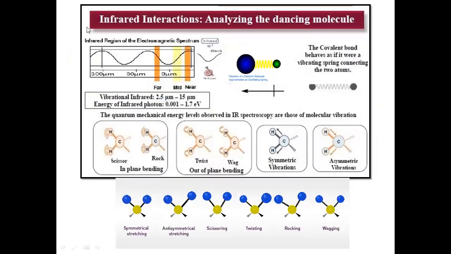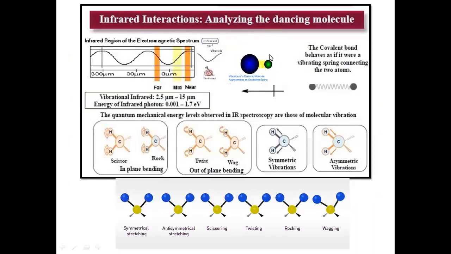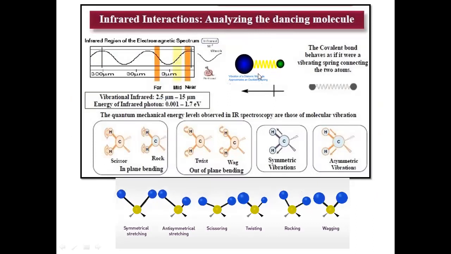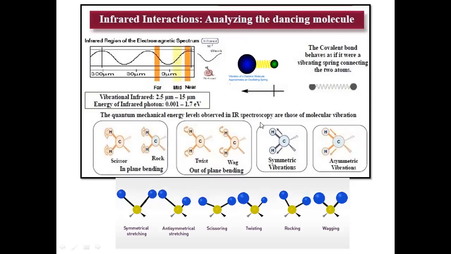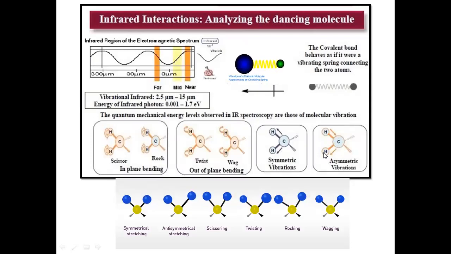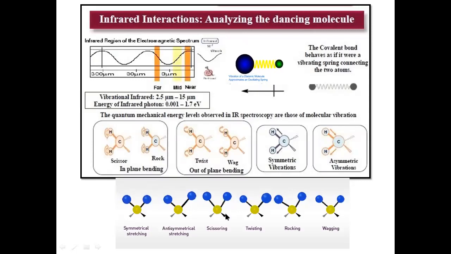The next radiation I discussed is the infrared interaction, in which I have to analyze the dancing molecule, which is basically the vibration in a covalent bond. You can see how this molecule is vibrating, and this vibration takes place in two types, that is bending vibration and stretching vibration, which are further of two types, symmetric and asymmetric vibrations, and in-plane bending and out-of-plane bending. You can visualize this by this animation given below.